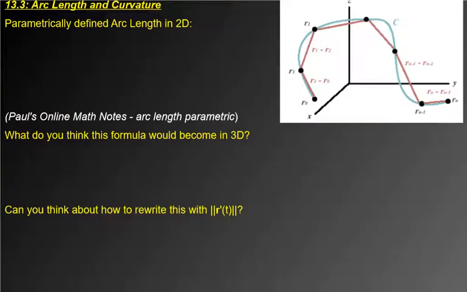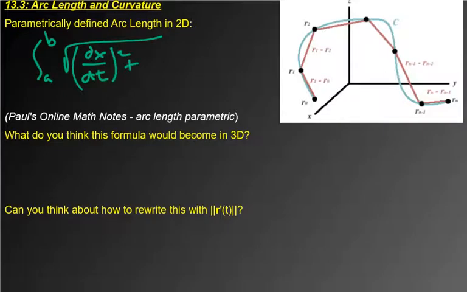So we work in this course with vectors, and so really we're going to work with the parametric arc length. The parametric arc length is the one where you still have an integral from a to b, and you still have a square root, but this time you have dx dt squared plus dy dt squared, and then a dt out here. So that's what you should have worked with last year in Calc BC.